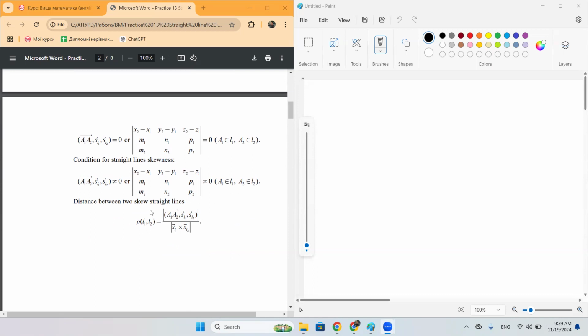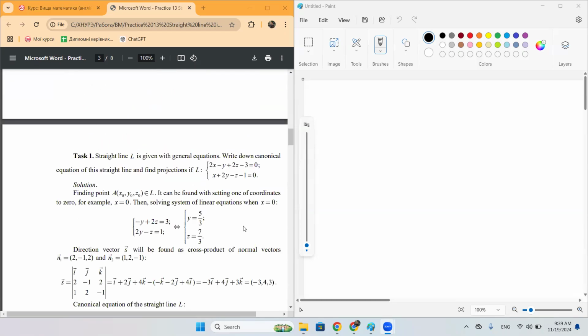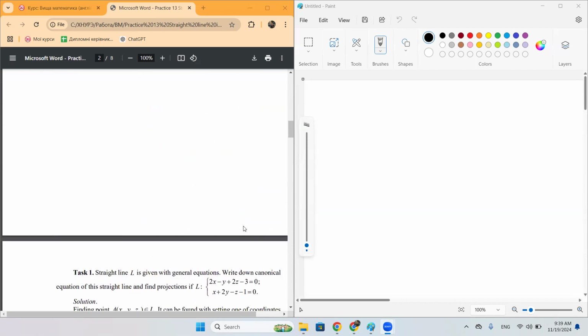And here is the distance between two skew straight lines. So we take the magnitude of the mixed product of the vectors mentioned before, and divide this magnitude by the magnitude of the cross product of direction vectors. Maybe any questions about this theory? Okay, if no questions, we will start solving.